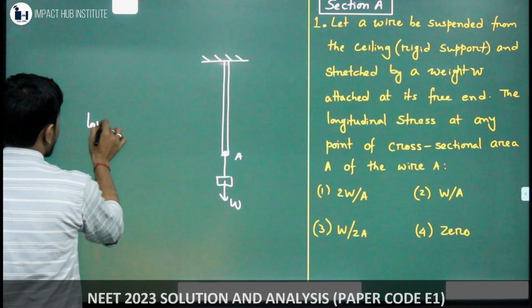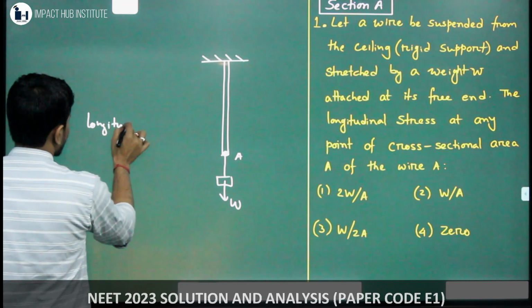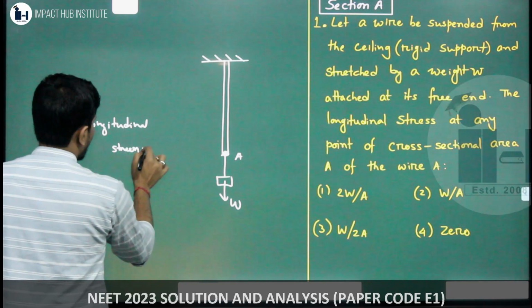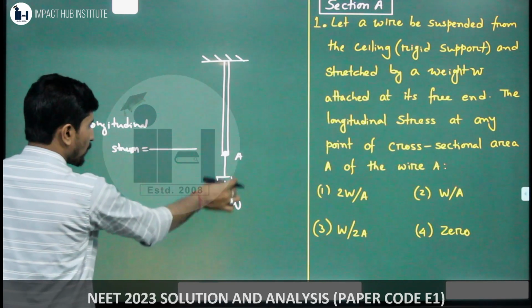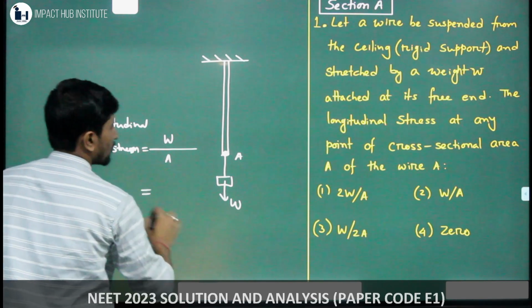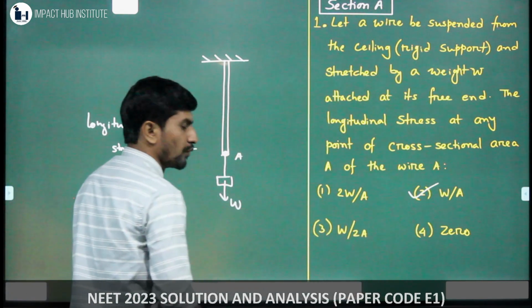So longitudinal stress will be equal to longitudinal force, which here is W, divided by A. So option 2 is the correct answer. Let's move on.